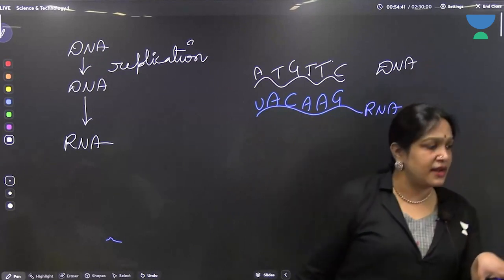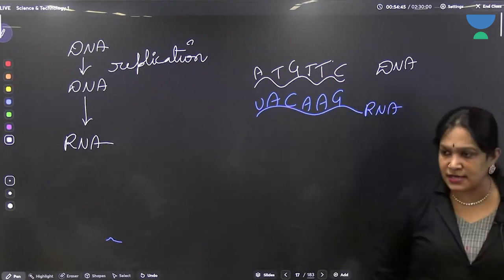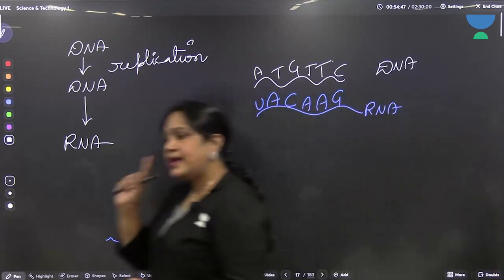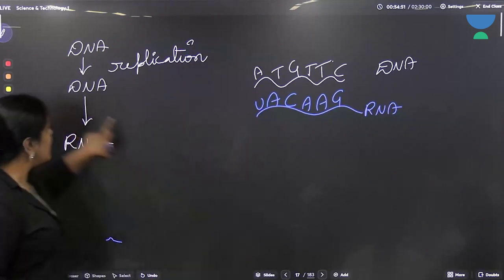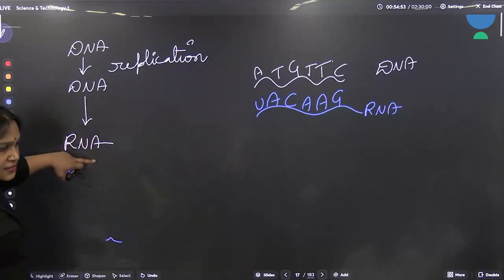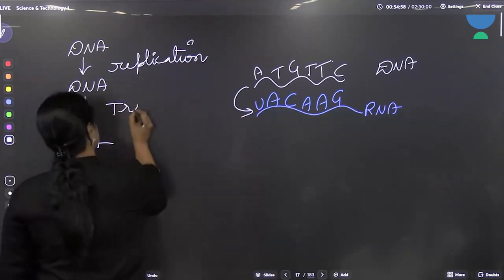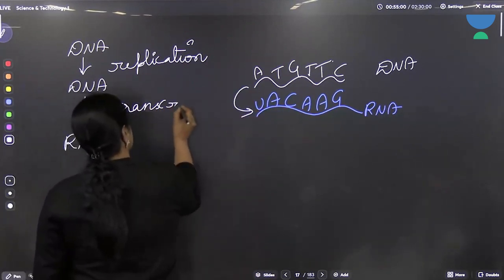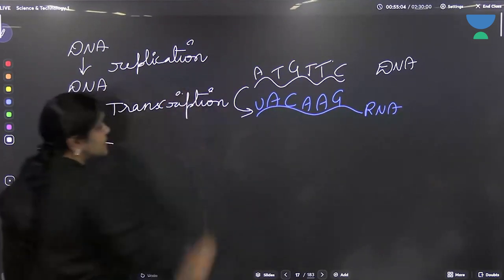This is one strand of DNA, don't get confused. You may ask me, you said DNA will have two strands. This is one strand of DNA. So that will get converted into RNA. That DNA to RNA process is called transcription. Use the word once. Transcription. Once again.